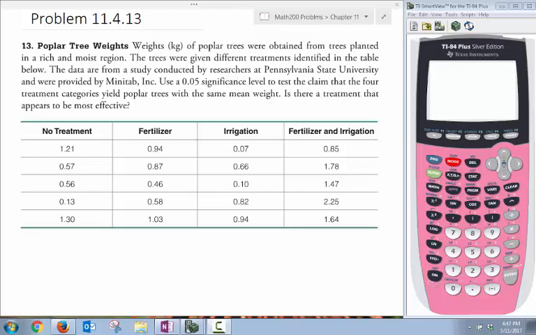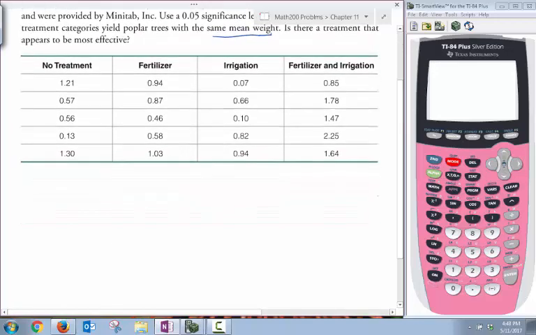Use a 0.05 significance level to test the claim that 4 treatment categories yield poplar trees with the same mean weight. Is there a treatment that appears to be most effective? So in this particular scenario, we are testing the claim that 4 treatments yield the same mean weight. So we are comparing the means of more than 2 samples, so we will be using analysis of variance for this problem.